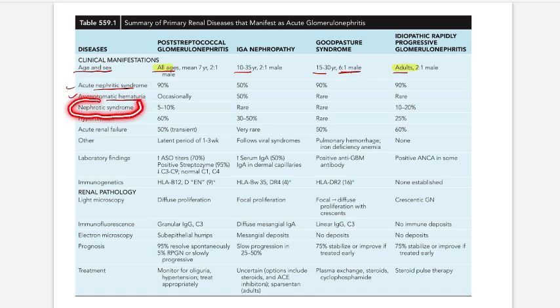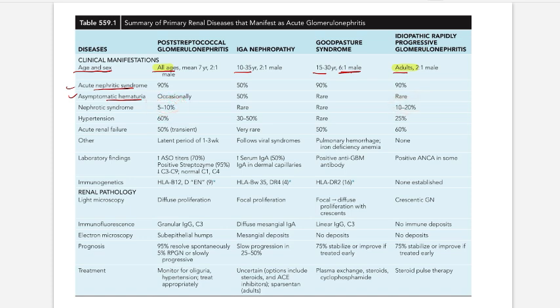Nephrotic syndrome. Okay, we are not talking about the differential diagnosis of nephrotic syndrome, but in some cases nephrotic syndrome can be found in 5 to 10% of PSGN and 10 to 20% of RPGN. It is rare in IgA nephropathy and Goodpasture syndrome. So nephrotic syndrome per se is most commonly seen in RPGN, and in PSGN 5 to 10%.